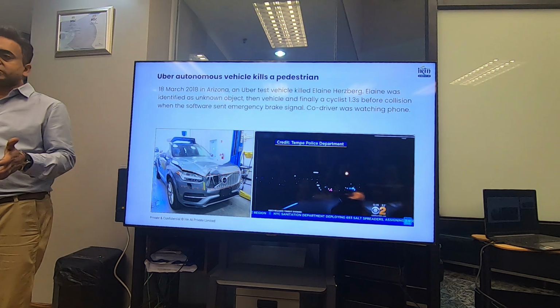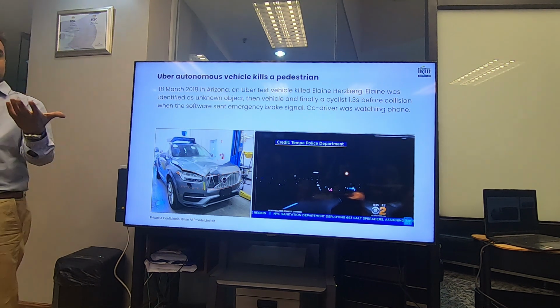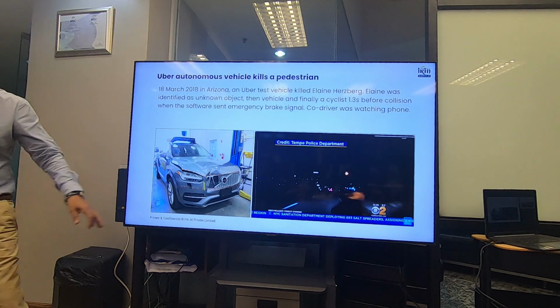There was a co-driver. She was supposed to hold the steering, but she did not. So it was a fault on her side, and then it was a fault for the.